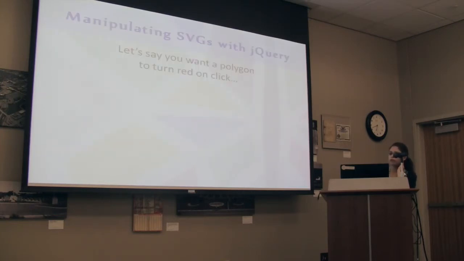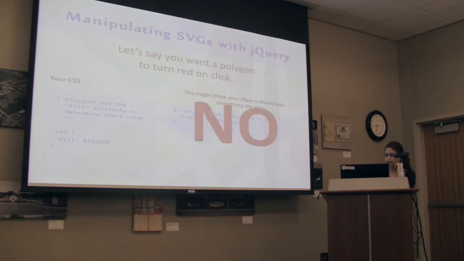So when it comes to manipulating the SVGs with jQuery, let's say you just want to turn a polygon red when you click on it. Okay, that sounds easy enough. When you code your CSS, you've got your red class set to fill this shade of red. By the way, polygons and shapes, when you're setting their color, you use the fill attribute. It's not background color or anything as if it was a block level element. So you've got your red class, and you hop over to your jQuery, and you're like, okay, when this polygon is clicked on, we will add the class red. And you're like, great, this will totally work. No, it won't.